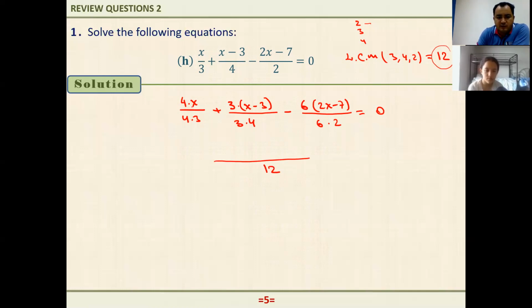Over 12, 4 times x, 4x plus, also expand this, 3 times x, 3x minus 3 times 3, 9, minus 6 times 2, 12x. Negative 6 times negative 7.